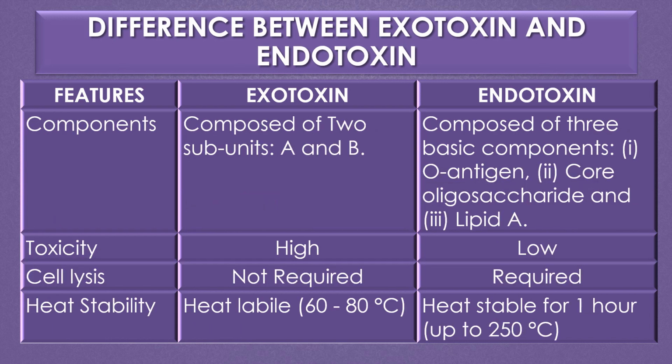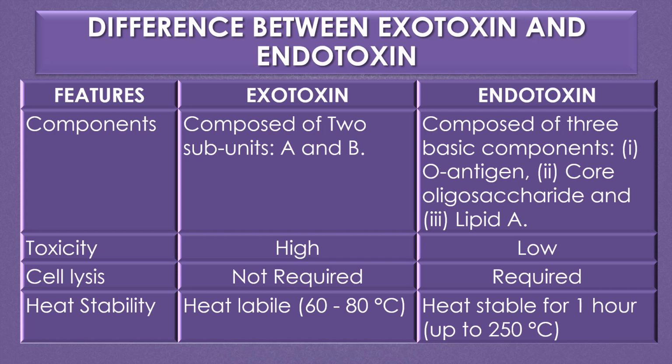And next, components. The exotoxins are composed of two subunits, that is subunit A and subunit B. The A subunit is seen to have catalytic activity, whereas the B subunit is required for binding with an appropriate cell receptor. Endotoxins are composed of three basic components. The first basic component is O antigen. The second basic component is core oligosaccharides, and the third basic component is lipid A.